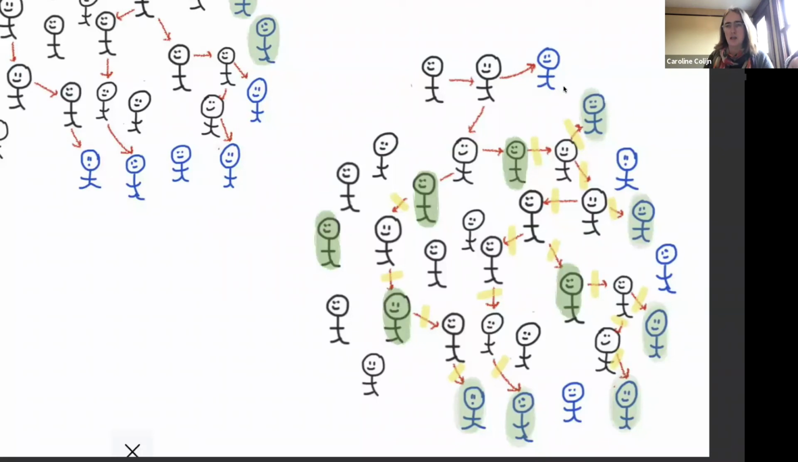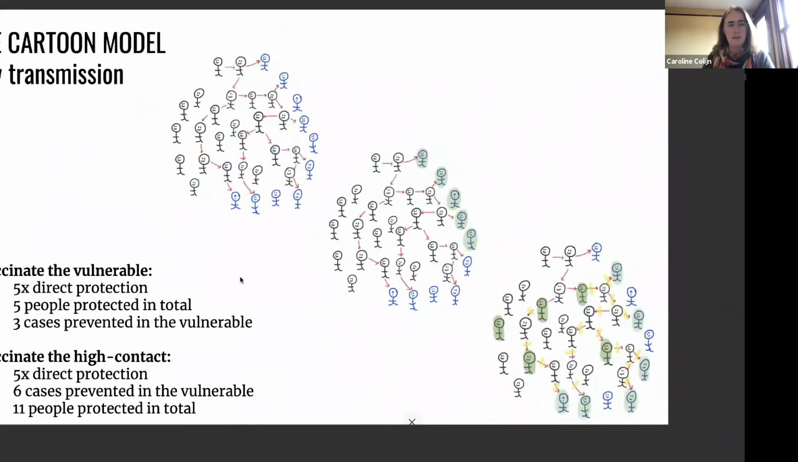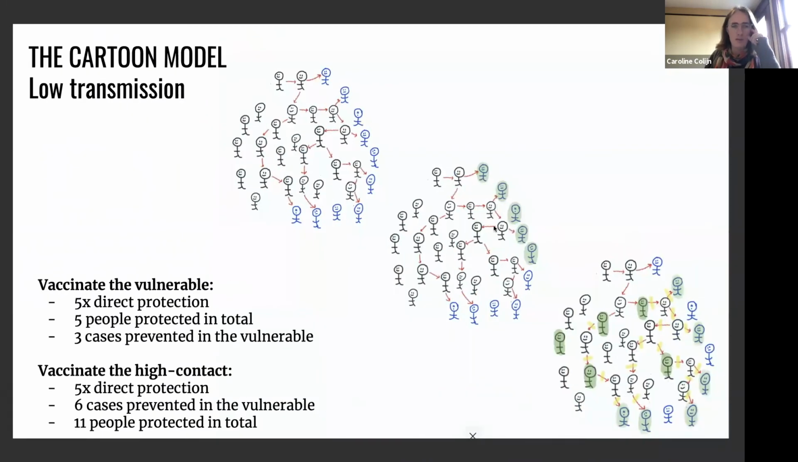So this person kind of lost out, right? But I have protected 1, 2, 3, 4, 5, 6 vulnerable people. So in my iPad simulation model, when I vaccinate the vulnerable, I directly protected 5 people, and I prevented 3 cases. In my high contact vaccination simulation, I had 5 direct protections, that's these 5, but I prevented 6 cases in the vulnerable. So I've stopped 11 cases.